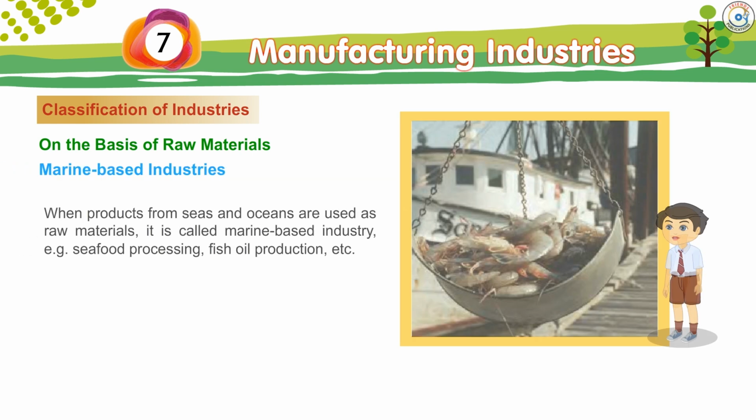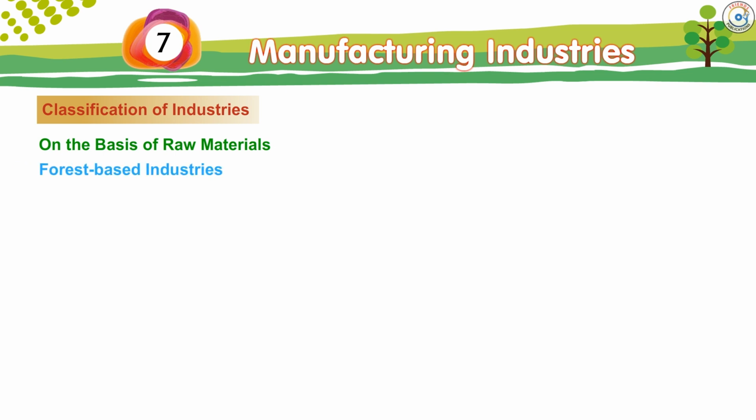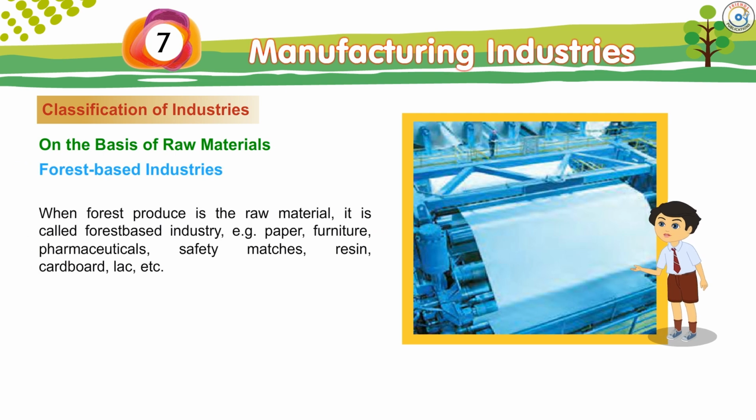Marine-based industries. When products from seas and oceans are used as raw materials, it is called marine-based industry. For example, seafood processing, fish oil production. Forest-based industries. When forest produces the raw material, it is called forest-based industry. For example, paper, furniture, pharmaceuticals, safety machines, resin, cardboard, lac, etc.